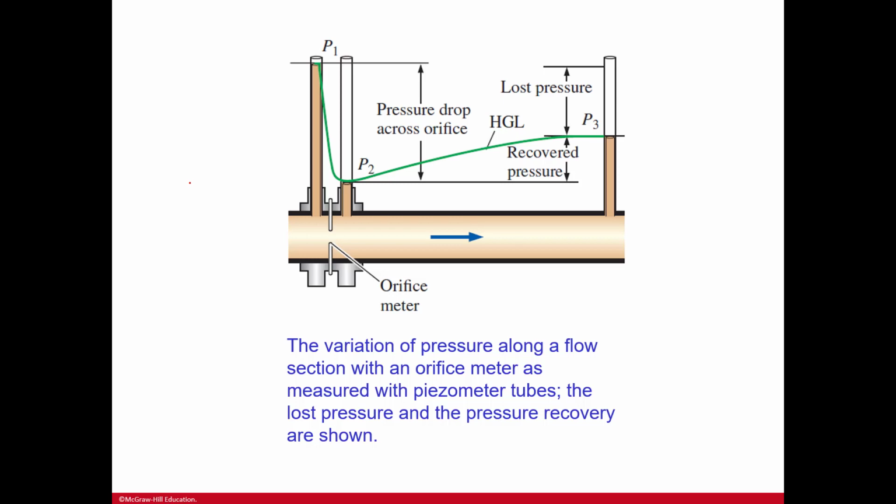The variation of pressure along the flow section with an orifice meter, as measured by the piezometer tubes, the lost pressure and the pressure recovery are shown. So you have that orifice meter here, and then you have this pressure drop across the orifice, and then right here is the bottom of the drop. Then when we start coming up and leveling off, this is what we were able to recover. And then this is what was overall lost.